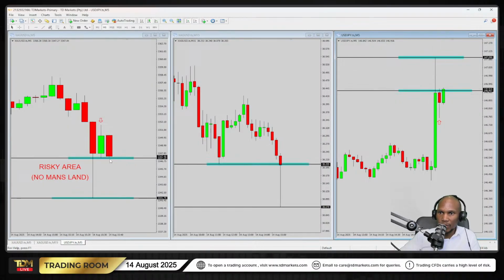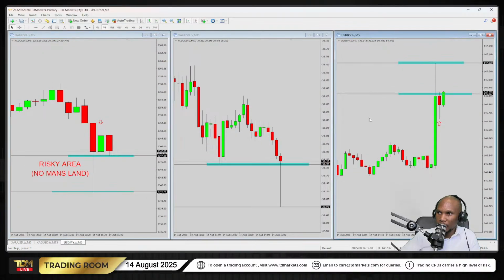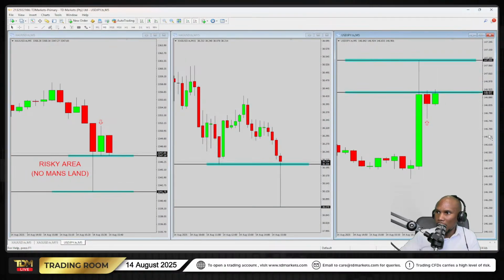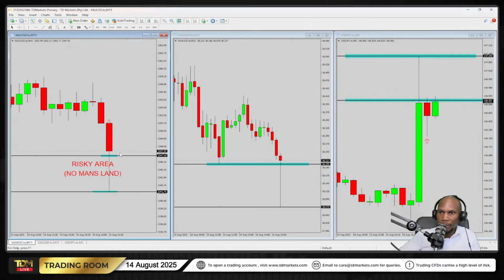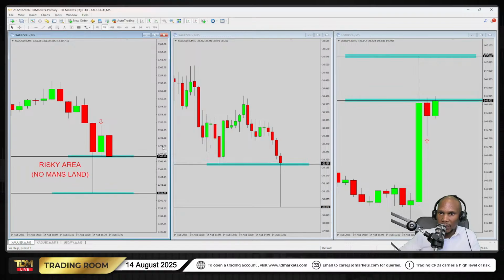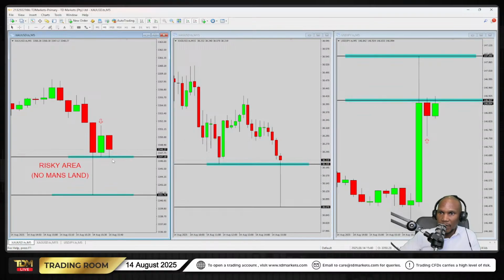I'm loving what gold is doing. Standing by. All right. There we go. So silver, UJ. All right. Let's see. It's playing around. On the M15, that M15 candle has not closed. All right. It's playing around.